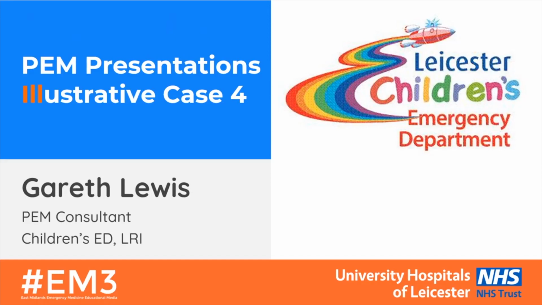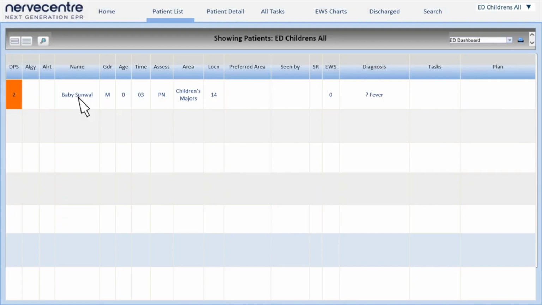Welcome to Case 4. So here we have baby Sunwell. We can see that baby Sunwell has been brought into Children's Majors location 14, and that there's a concern about fever. We can see that they've been given a DPS of 2, so a higher priority, and that their age is 0, which means less than 1. You could probably assume that they're less than 6 weeks because they're still called baby. Maybe not. We routinely give a higher priority to children under 3 months because they're at an enhanced risk of pretty much everything bad.